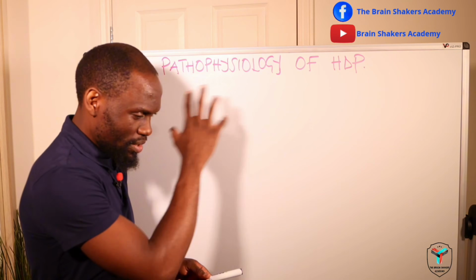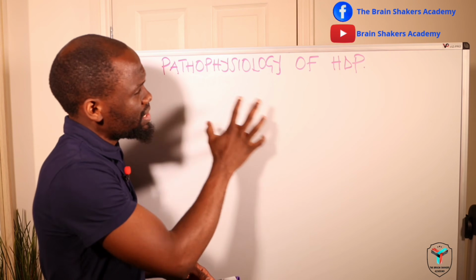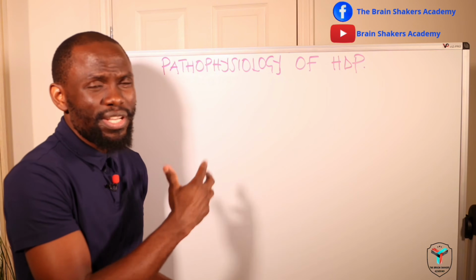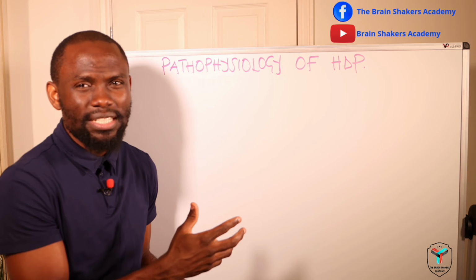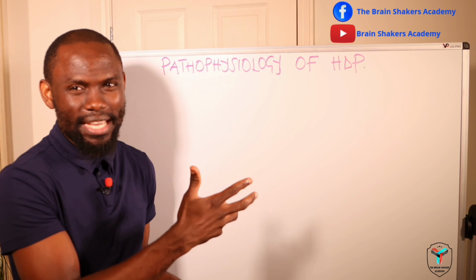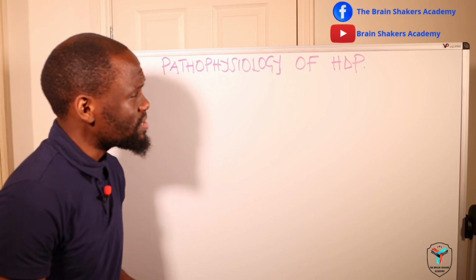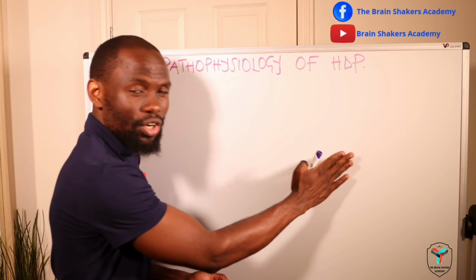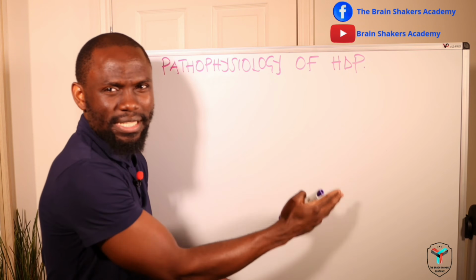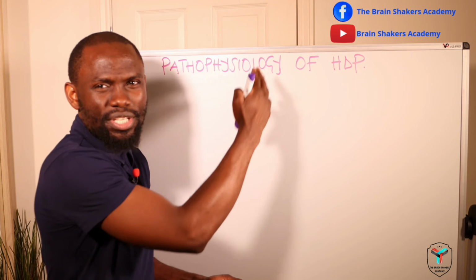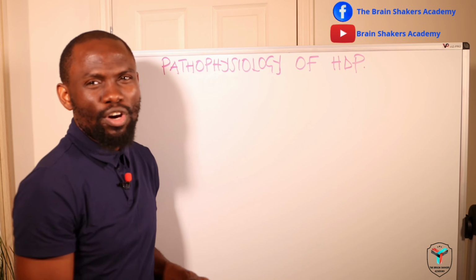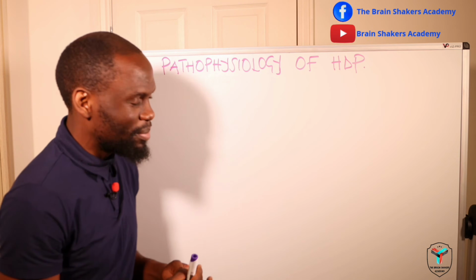So we understand already that the theoretical understanding of the origin of a hypertensive disorder of pregnancy is placenta related. It means that it has to do with the placenta, and this is why once a woman has then gone on to deliver and the placenta has been delivered, the blood pressures then begin to normalize. Now, what is happening in normal placentation?